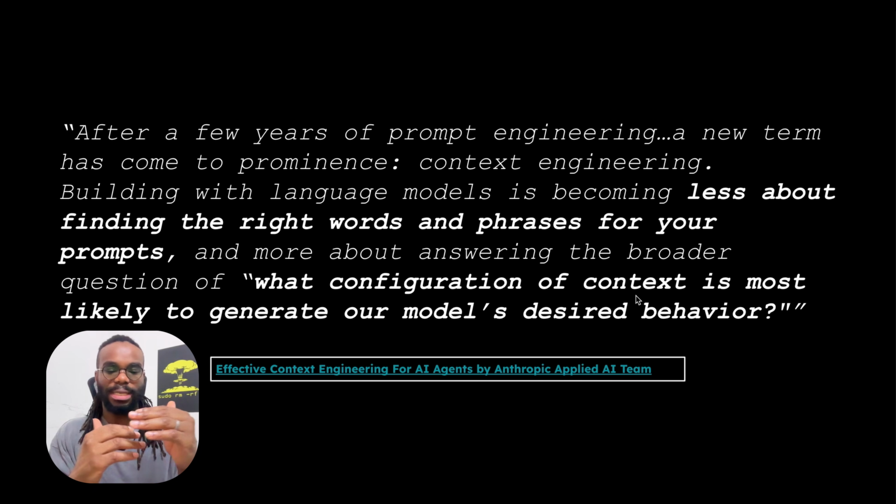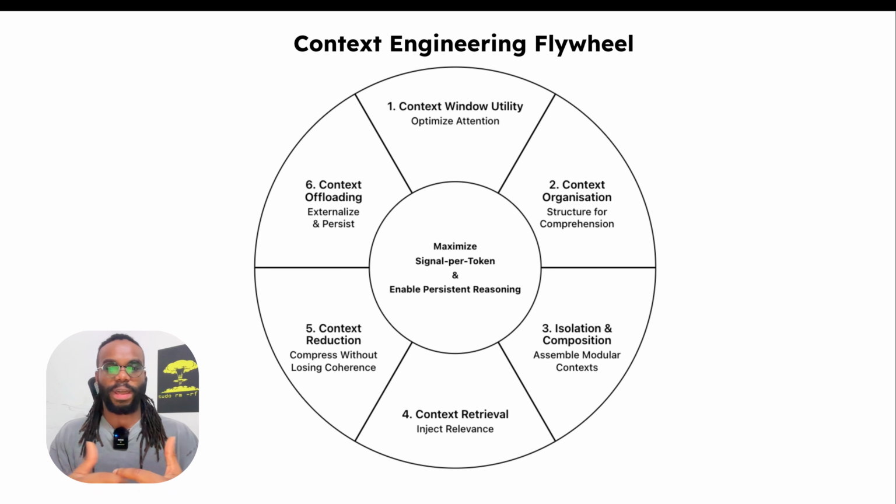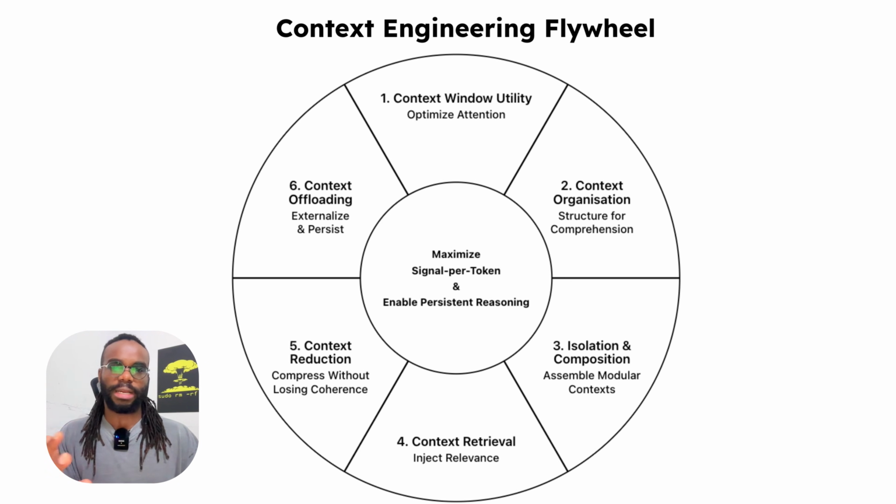Configuration of context means that there is some form of arrangement. So to configure context, we have to go into some engineering techniques. The way I'm able to understand context engineering is by looking at common context engineering techniques and creating what looks like a flywheel. The job of context engineering is to maximize the signal per token, right? So every token is very useful to answering the objective and making sure that the output of the LLM is optimal and expected.